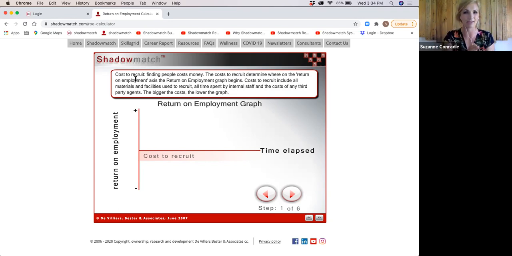So all of this, okay, here we go. The cost has started to run. The individual hasn't even walked through our doors, but we're already paying as the entity. So the cost is climbing, the cost is climbing.